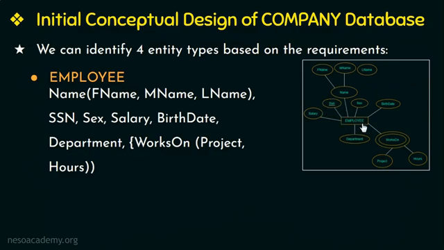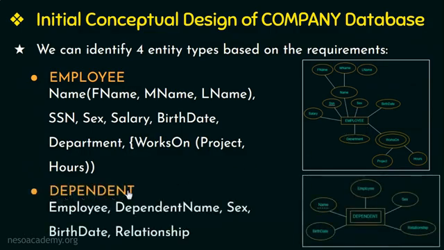The fourth and the last entity type identified is dependent with attributes employee, dependent name, sex, birth date, and relationship to the employee. Since this entity type does not have its own key attributes, it is a weak entity type and is represented by a double rectangle. So this weak entity type has a partial key, the dependent name, because it is partially unique and can be combined with a strong entity type to uniquely identify its entities. So this is an initial conceptual design of company database application.